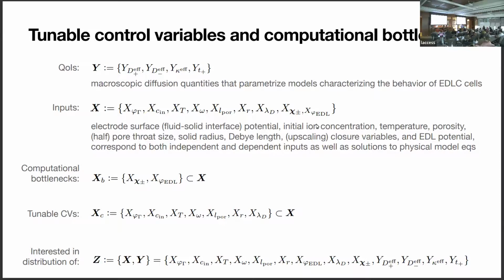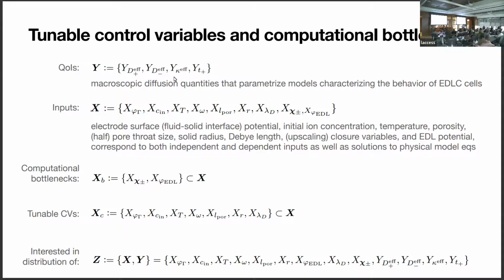I just summarized them. So we have some quantities of interest at the macroscopic scale, which are related to diffusion quantities, that parameterize the models characterizing the behavior of our electrical double layer capacitor cells. And we have a range of input variables that typically have something to do with microscale quantities or operating quantities. In particular, there are two things which are the expensive bit here: the upscaling by homogenization, solving the closure equations, as well as some optimization problem for finding the EDL, the electrical double layer, in the system. And as I said, we want to think about our control variables as something that we'd like to tune at the microscale to achieve some macroscopic performance criterion, some goal, some target.